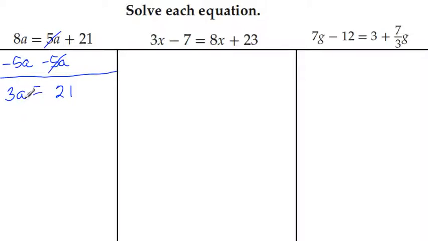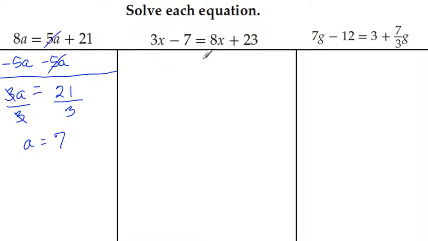To get a by itself, a is being multiplied by 3, so I need to do the opposite, which is to divide by 3. But whatever we do on one side of an equal sign, we must do on the other. So the 3's, anything over itself is equal to 1, and we're just left with a. And 21 divided by 3 is 7.